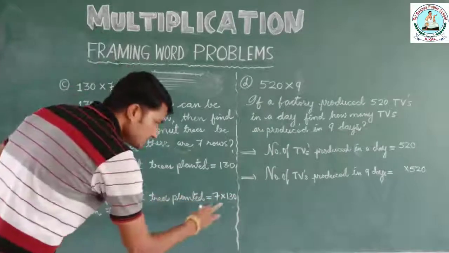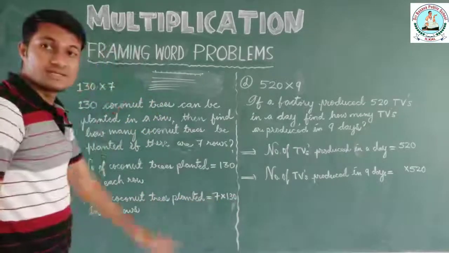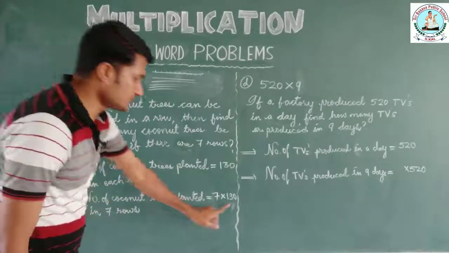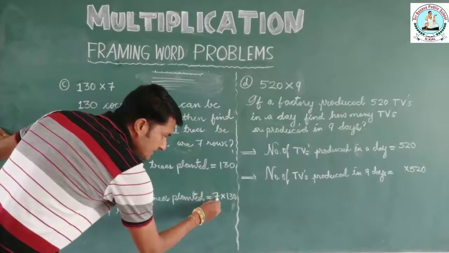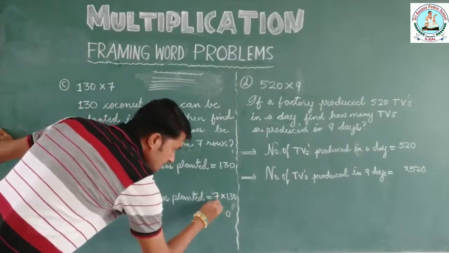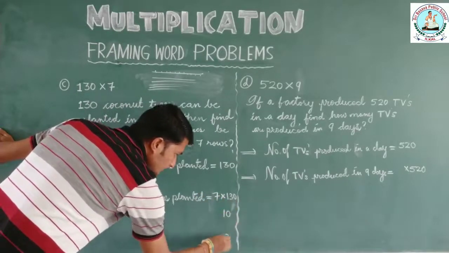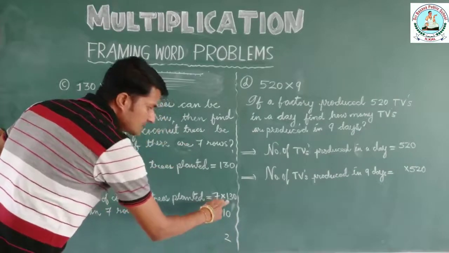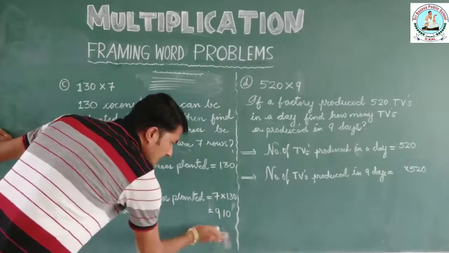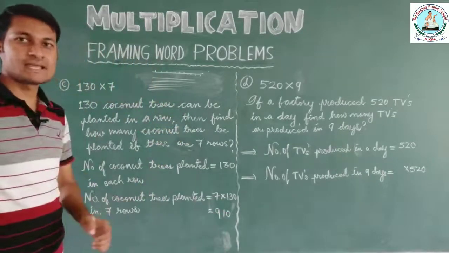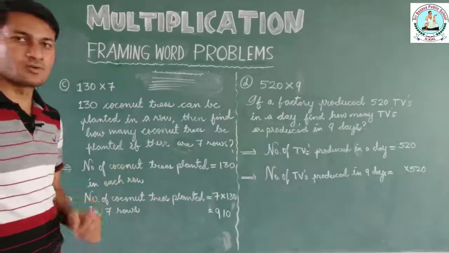Simple. Just multiply this. If there is a 0, just multiply the non-zero numbers first. 13 sevens are how much? Or else you can multiply with 7 as well. 7 times 0, 0. 7 times 3, 21, 2 carry. Then 7 times 1 is 7. 7 plus 2 is 9. So 910 coconut trees can be planted in 7 rows.